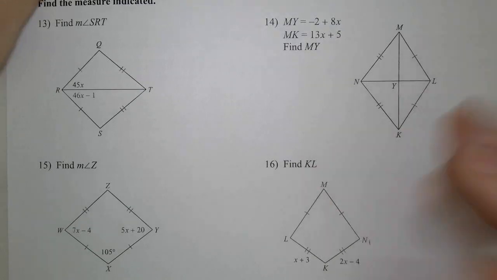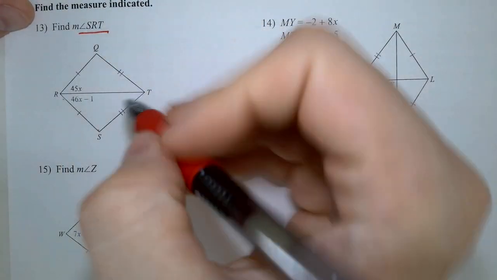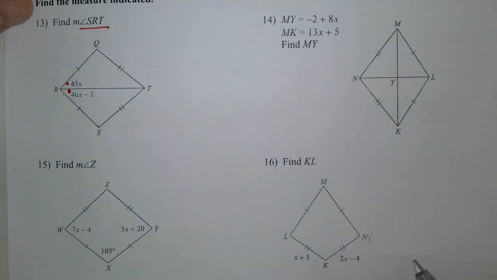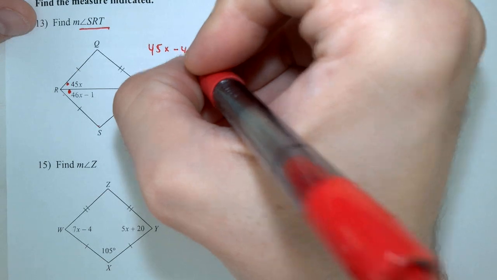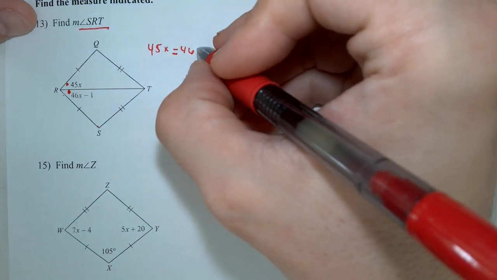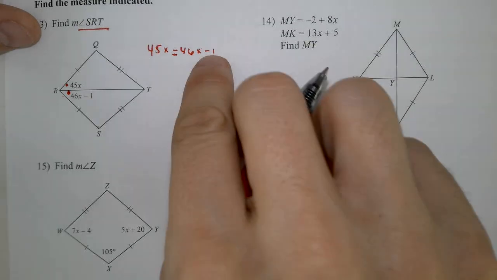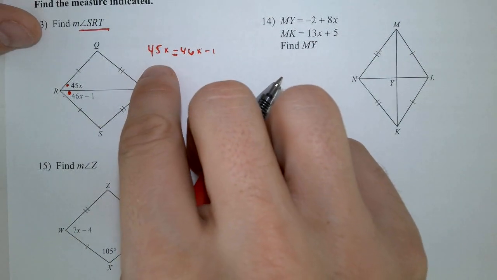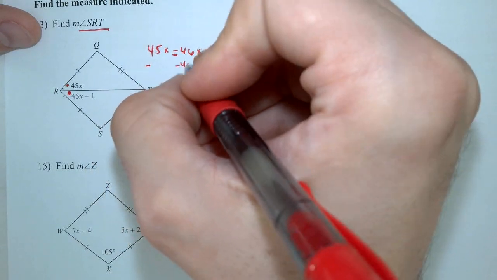Get them done. Now we need to find angle SRT. So let's find out SRT is this angle. Well, that looks like it's going to be equal to the 45x to me. So let's do that. We got 45x minus 46, equals 46x minus 1. Well, how do we solve for that? Well, I don't add 1 to both sides because if I add 1 to both sides, that's going to not be helpful. What I'm going to end up doing is maybe subtracting the 46x.